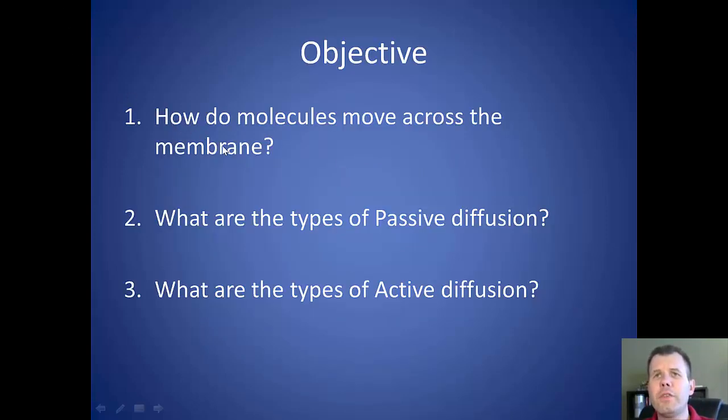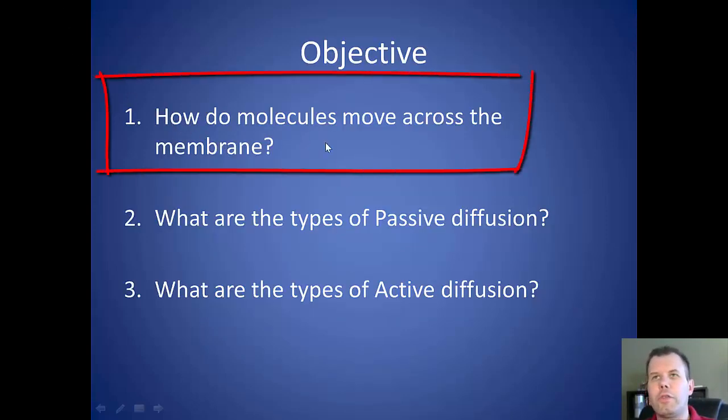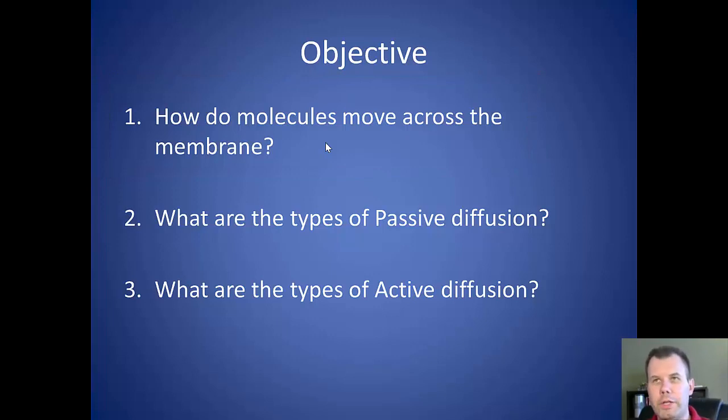So our objective is how do molecules move across the membrane? And I've already discussed, if you watched the previous lecture, it all depends on the type of molecule. If it's small or doesn't have a charge, it can easily pass through. If it does have a charge, or if it's very large, then it has to use some other mechanism to get across the membrane.